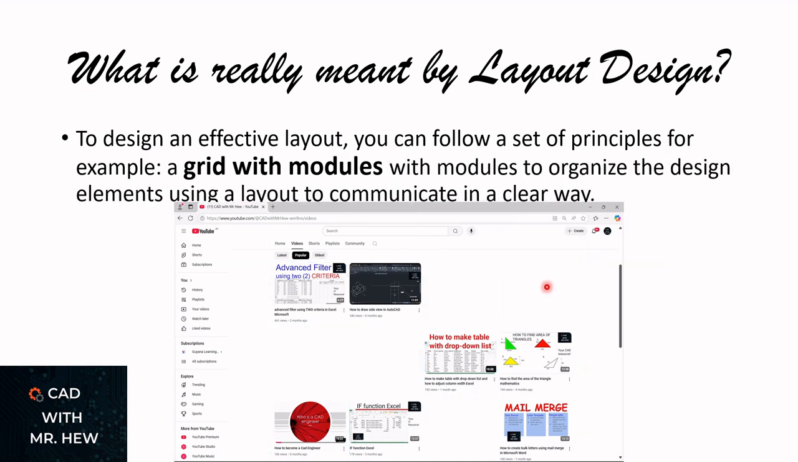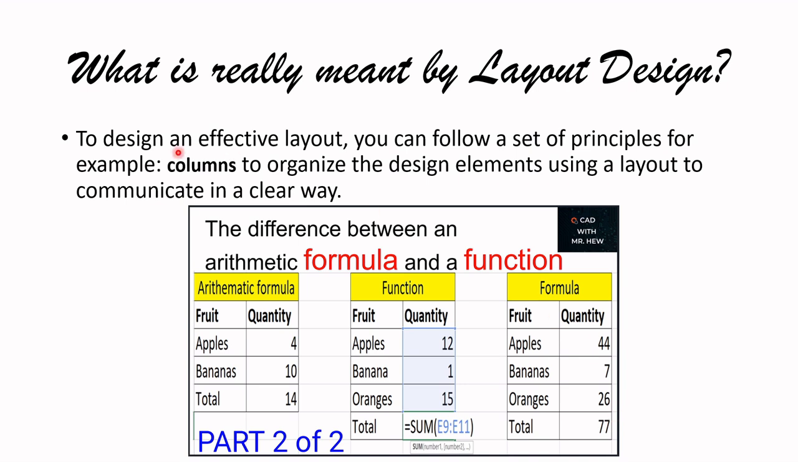All right, so this is what the finished product would look like, right? And as I said, you could have text here on your web page or on your calendar or on your poster or in your magazine. So here this is showing an example of a grid with modules, and the modules are what I showed you not too long ago. All right, so another effective way to do your layout design is to use columns.